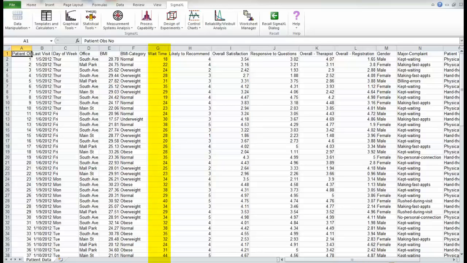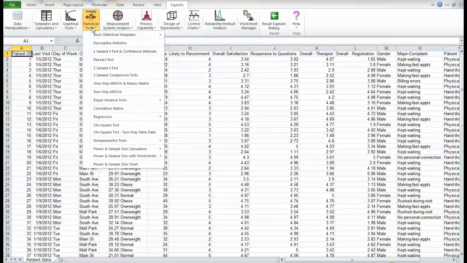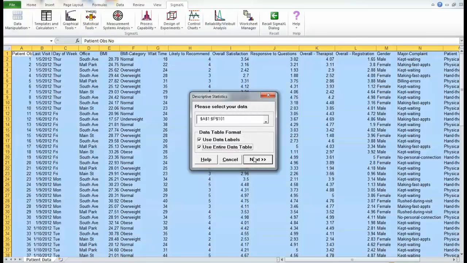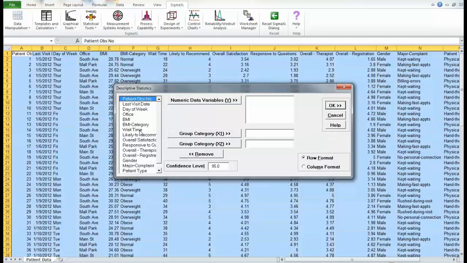The nice thing about confidence intervals is that you already know how to create them. Simply go to Statistical Tools and Descriptive Statistics. We'll use the entire table next, and our focus is wait times. We'll select that as the Y.